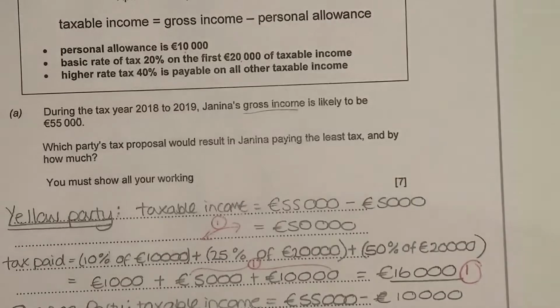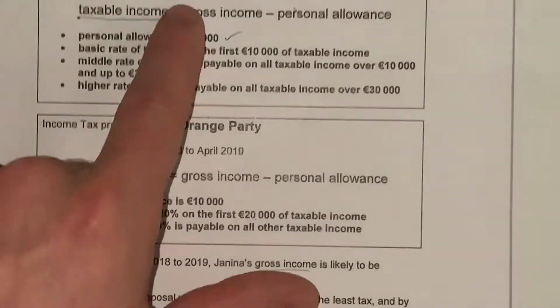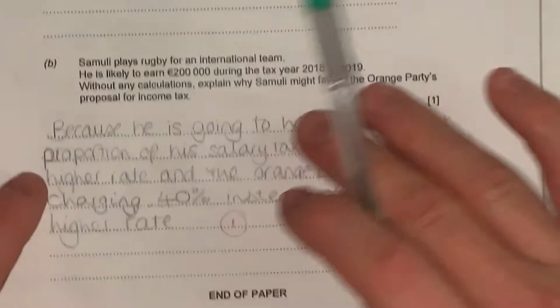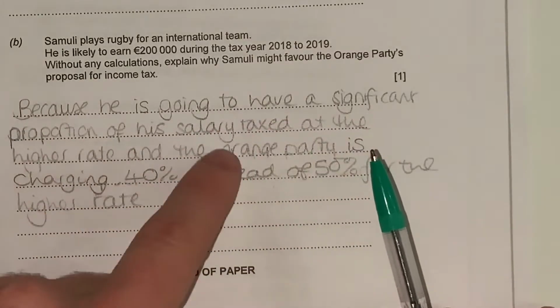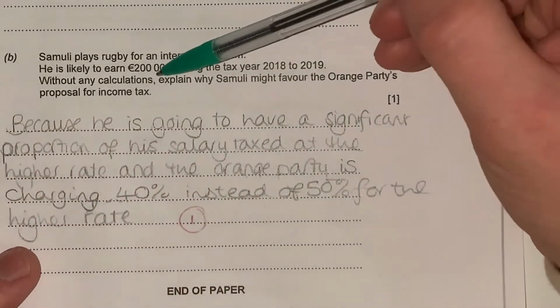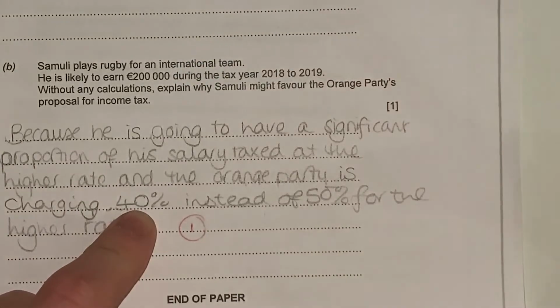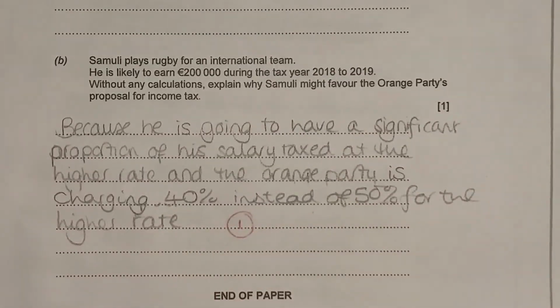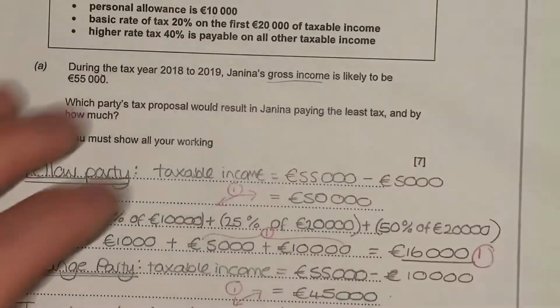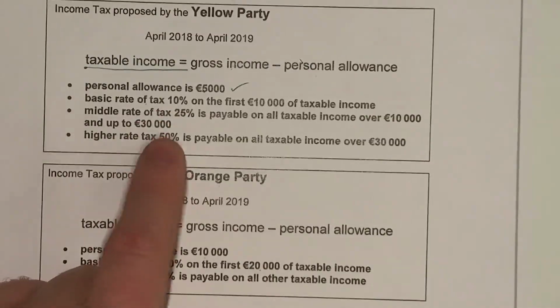So why would they potentially go for orange rather than yellow without any calculation? Because he's going to have a significant proportion of his salary, because he earns way over the cut-off point, taxed at 40%. Basically, what they're saying is you'd rather lose 40% of all of that money than lose 50% in this one, okay?